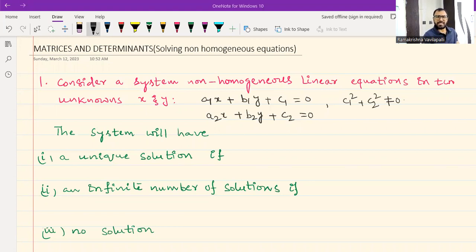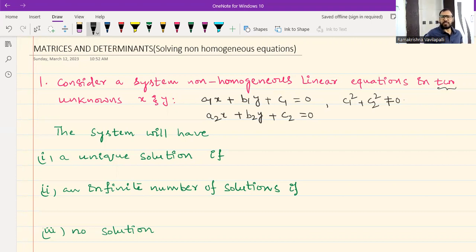Consider a system of non-homogeneous linear equations in two unknowns, x and y, which means that we are taking two straight lines. One is a1x plus b1y plus c1 equal to 0, and the other is a2x plus b2y plus c2 equal to 0. Together they are known as a system of linear equations where c1 and c2 are not both 0 at the same time. If they are both 0, they will always have the solution 0, 0, because both lines pass through the origin.